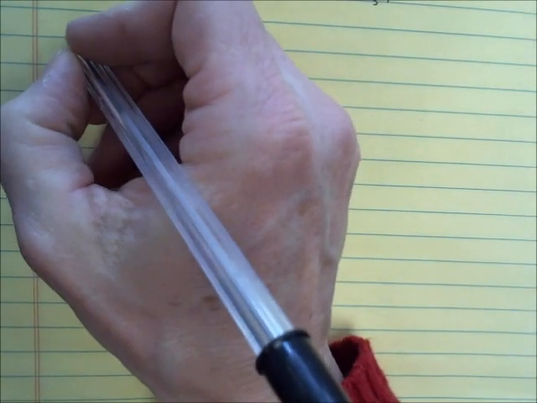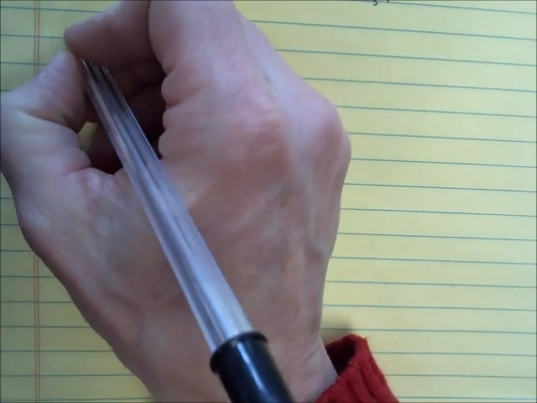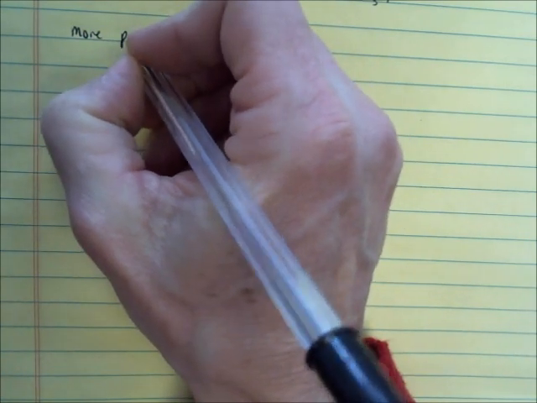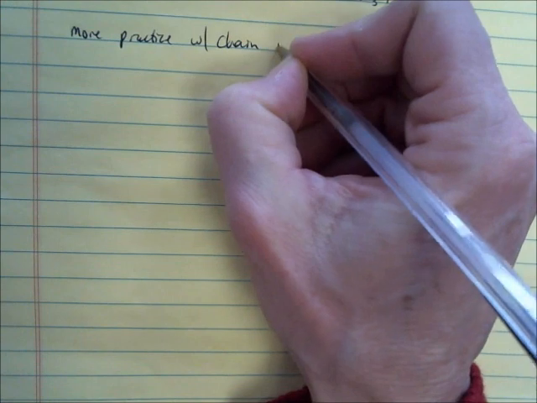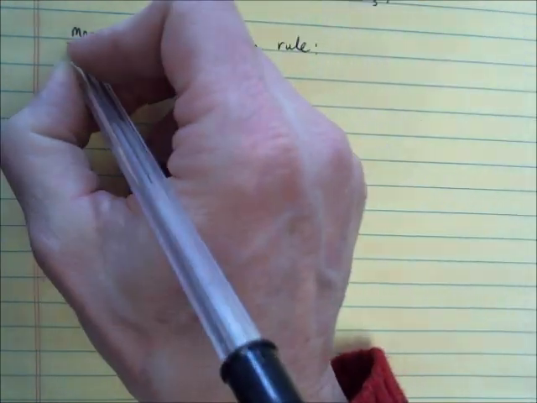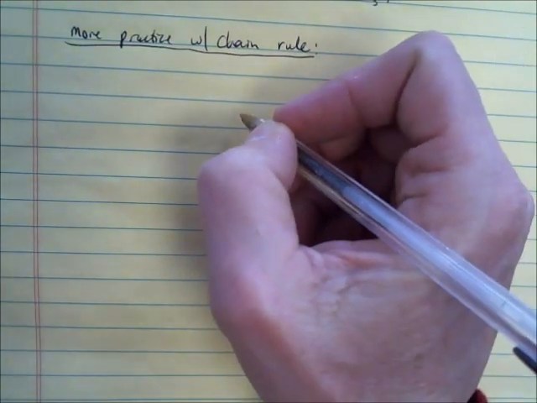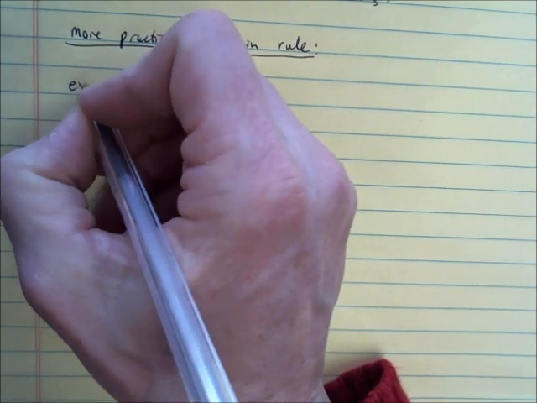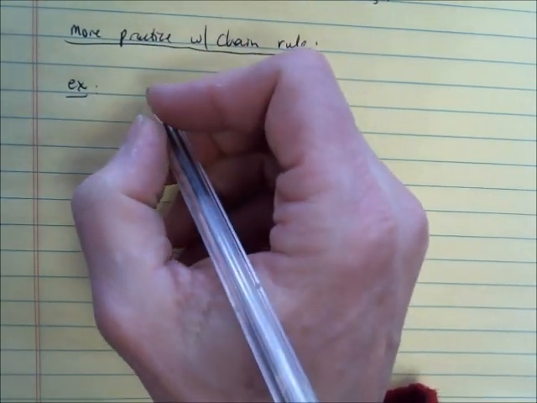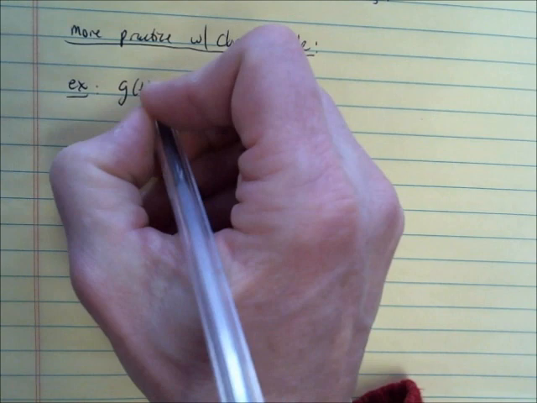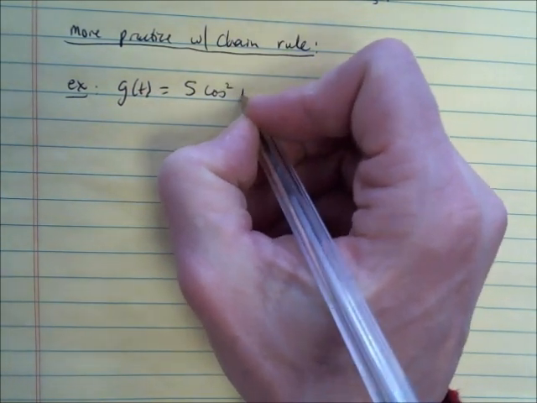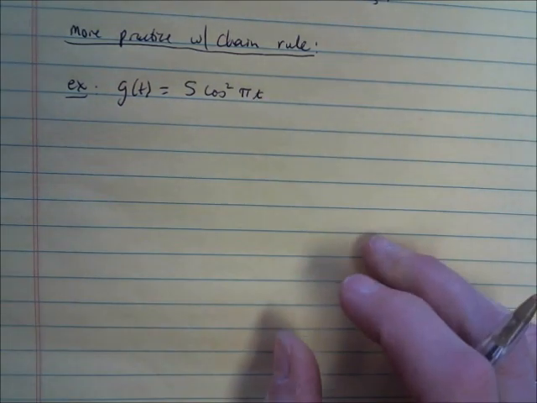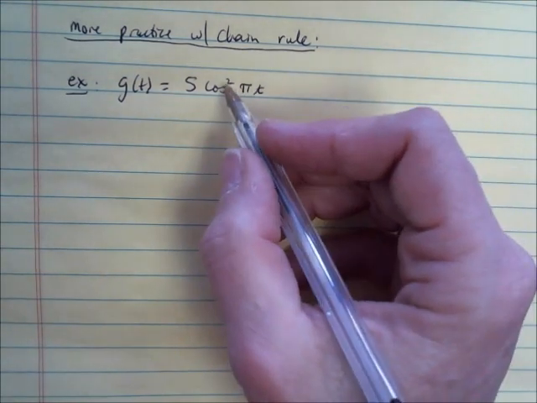I'm going to give you some more practice problems with the chain rule today. So I'm going to start out with just this first example, which says g of t is equal to 5 cosine squared of pi t. So this has an outer function.